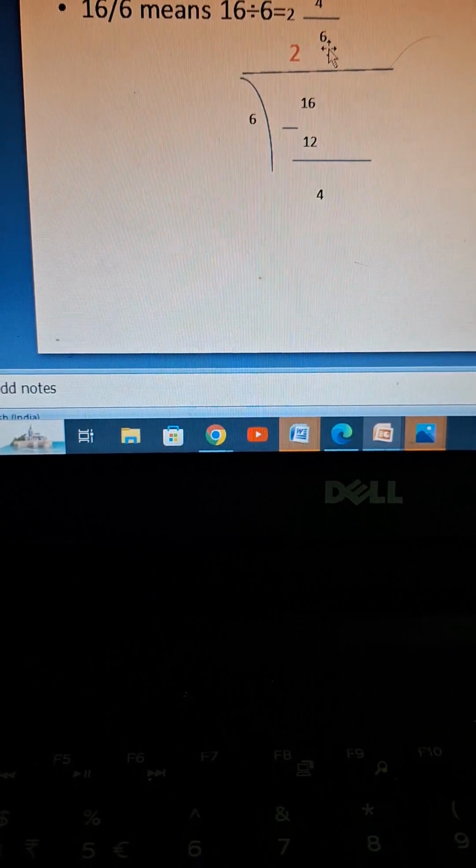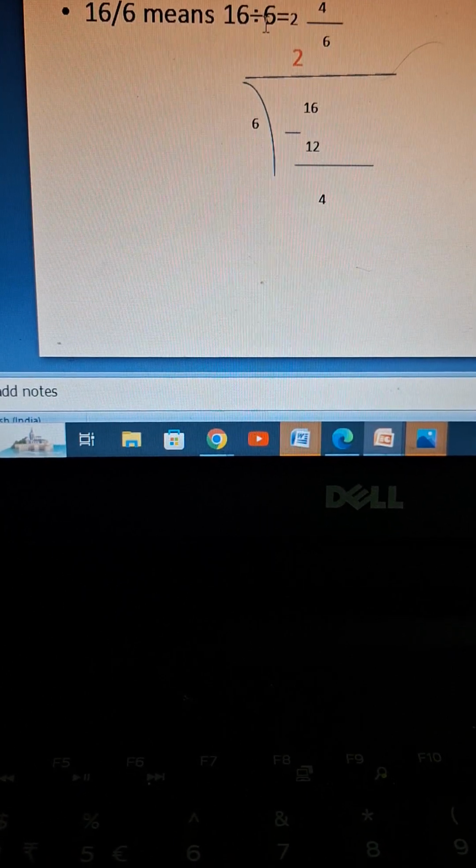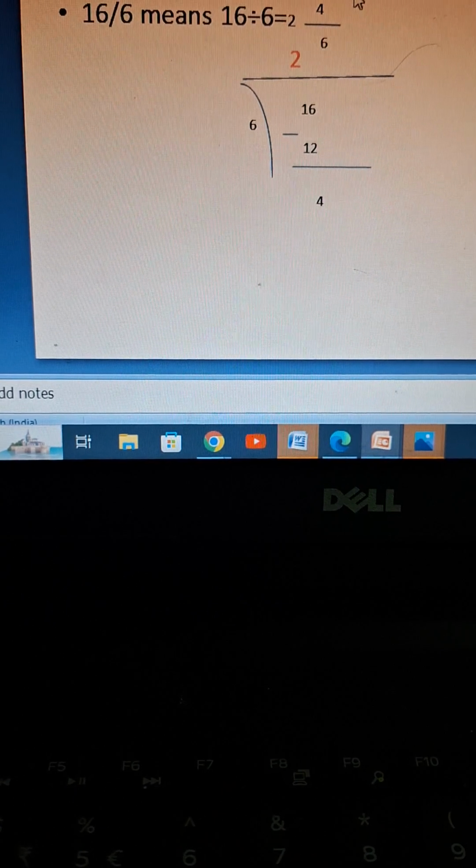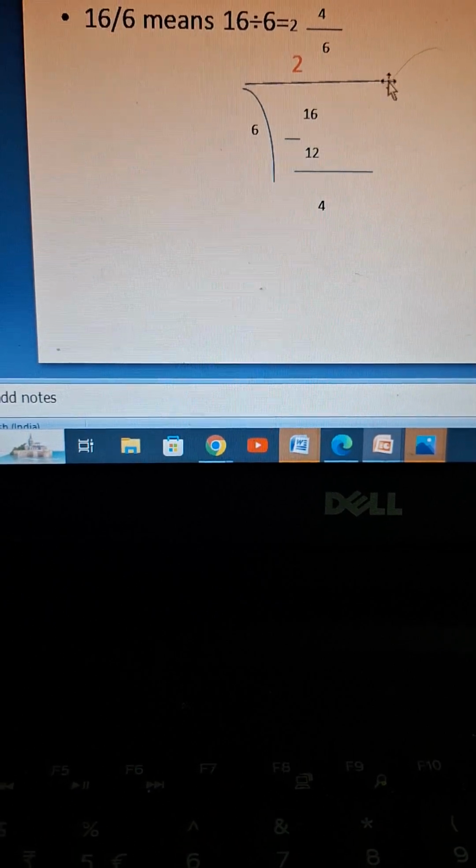Now to convert it back into an improper fraction, 6 into 2, 12. 12 plus 4, 16. 16 by 6. I hope you have understood.